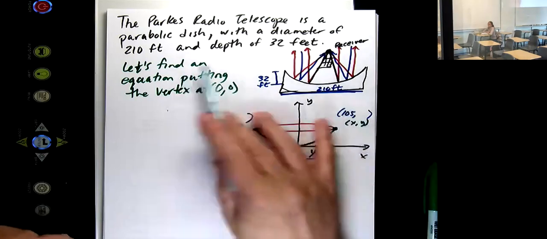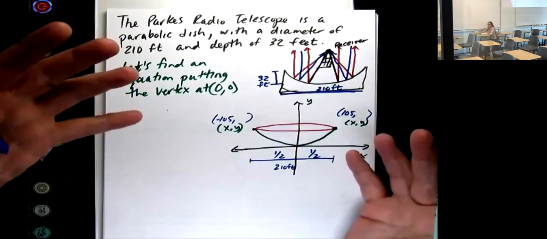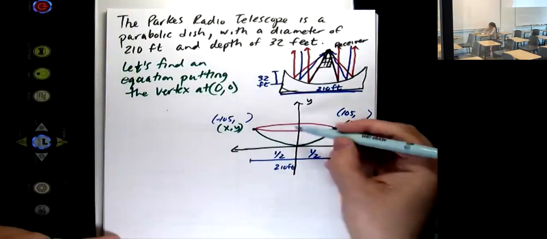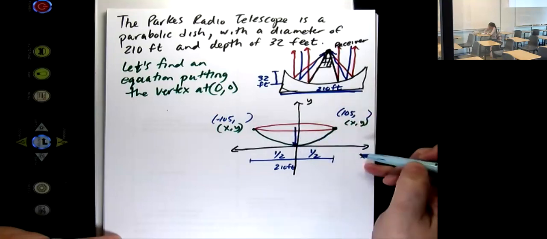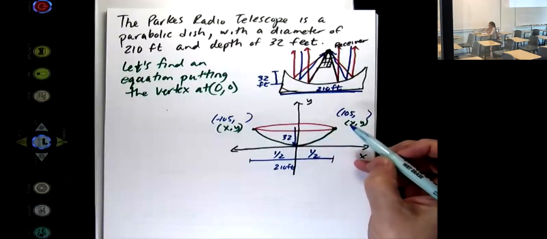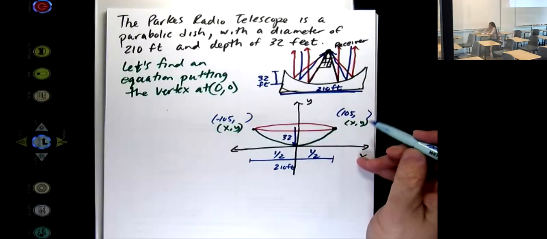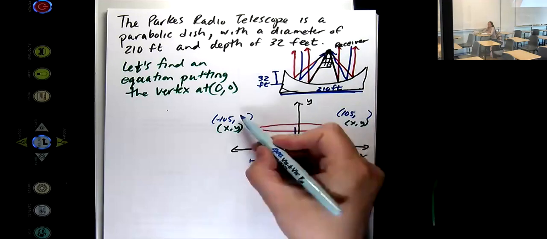The rest of the sentence says a depth of 32 feet. That's how deep the dish is, which means it's talking about this distance right there. So what does that tell me about the y values? If they're 32, that's right.